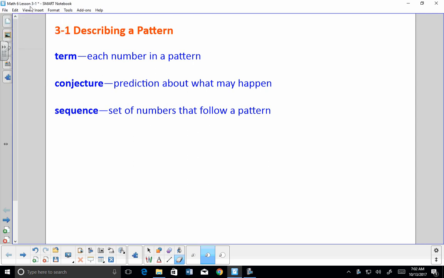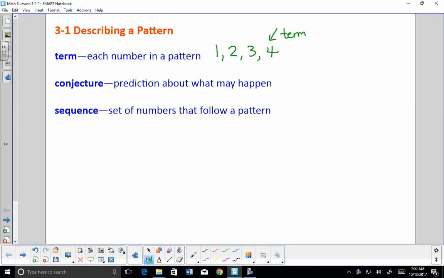This is Math 6, Lesson 3-1, describing a pattern. A term is a number in a pattern. So if I have a pattern that goes 1, 2, 3, 4, each one of those numbers is considered to be a term. The 4 happens to be the fourth term in that pattern.